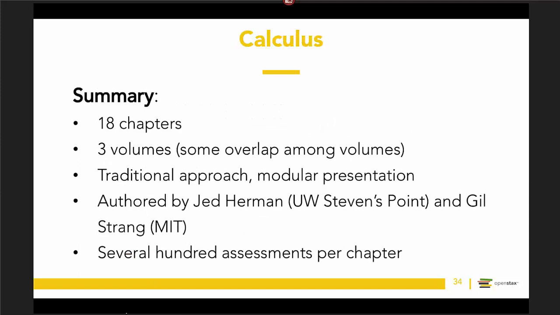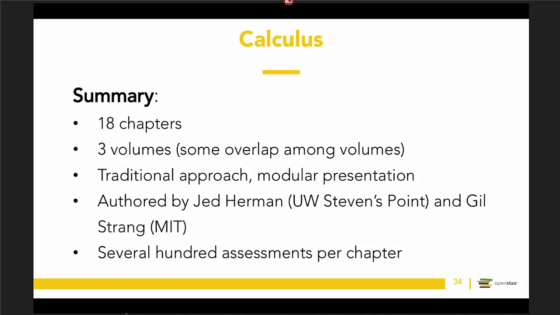Great. So I'll just do a quick summary. Our calculus textbook is 18 chapters in 3 volumes. There's some overlap among the volumes because we know that not everybody teaches those courses the exact same way. Again, everything's free, and your students can download it as much as possible. So if they didn't need the other book, they could always get it. But we know that sometimes it's helpful to have that book right available.